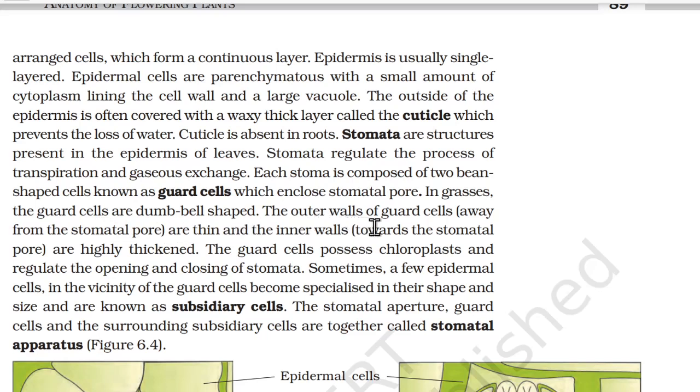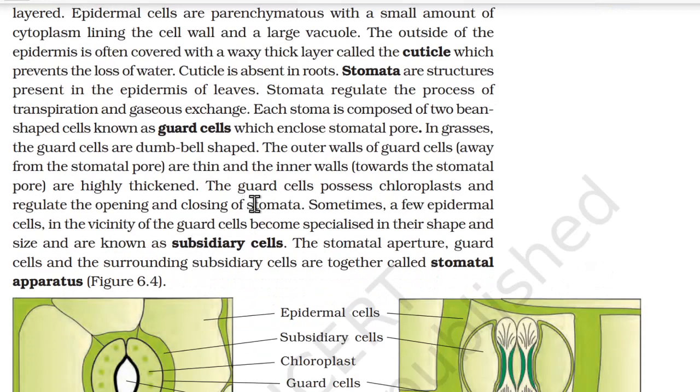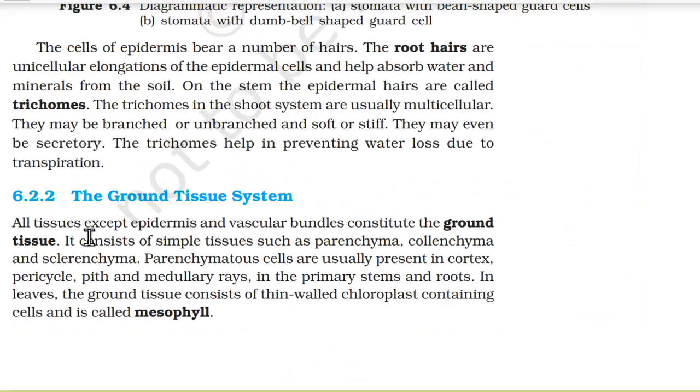The outer walls of the guard cell away from the stomatal pore are thin, and the inner walls towards the stomatal pore are highly thickened. The guard cell possesses chloroplasts and regulates the opening and closing of stomata. Sometimes a few epidermal cells in the vicinity of a guard cell become specialized in their shape and size and are known as subsidiary cells. The stomatal aperture, the guard cells, and surrounding subsidiary cells are together called the stomatal apparatus.